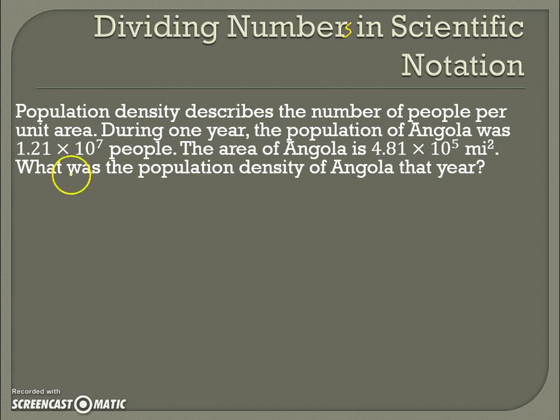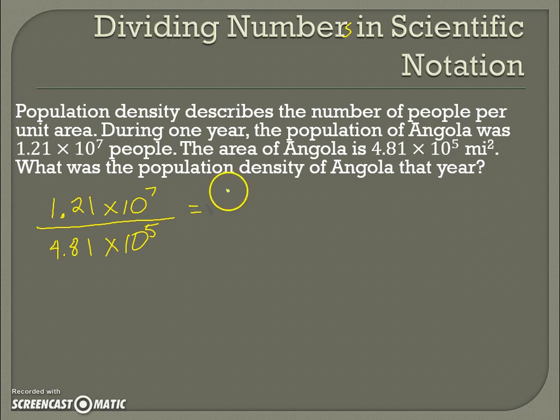So I'm going to take the number of people, and I want to know per square mile. So I'm going to take the number of people and then divide that by the square miles. Now I'm going to split this thing up into two separate things. So I'm going to have 1 and 21/100ths divided by 4 and 81/100ths times 10 to the 7th over 10 to the 5th.